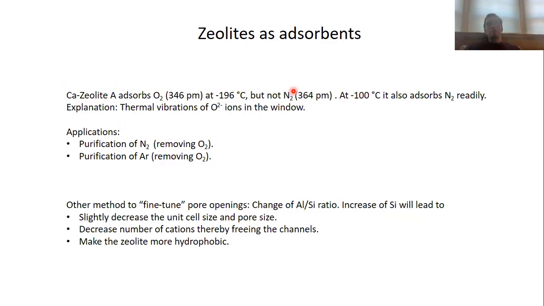enter, but not nitrogen. However, when you increase the temperature, then because of thermal expansion and increased thermal vibrations of the O2 minus ions in the window, also nitrogen can be taken up and the selectivity is being lost. Okay, you see here that you can also use temperature in order to fine-tune the pore structure and achieve selectivity. Okay, so applications for that are, for instance, the purification of nitrogen by removing oxygen. Also, you can purify argon, which is also a larger gas relative to oxygen.